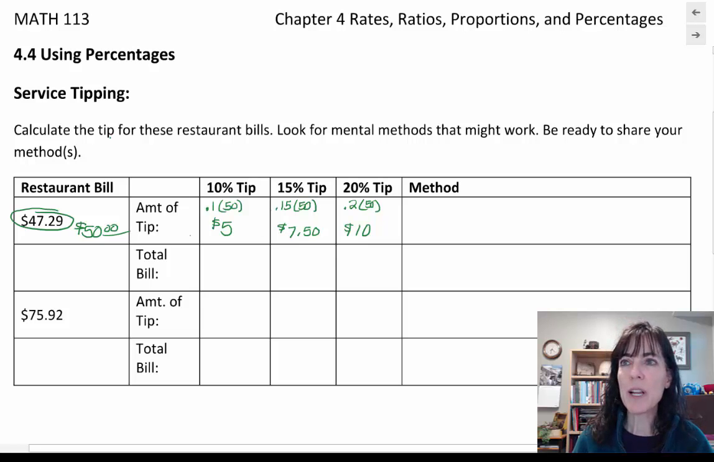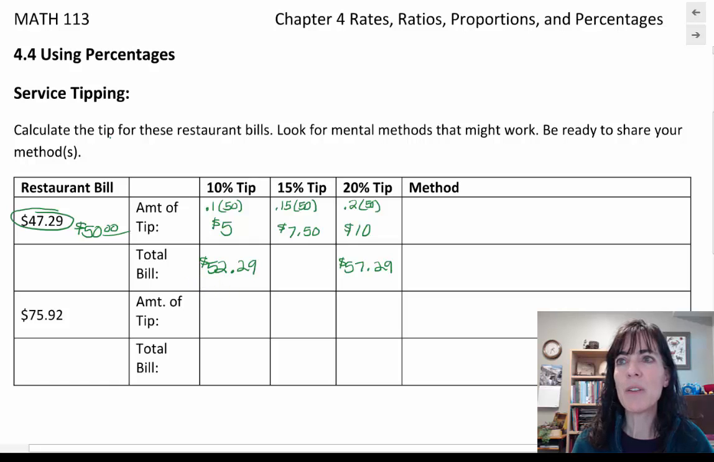Okay, so those are quick ways that I would look at to calculate a tip in a restaurant. And once I know my tip amount, I can just add it on to the original bill so that I'm not giving an outlandish tip. It would be 47 plus 5, so 7 plus 5 is 12, sorry, so it would be 52.29. If I add $10 on to a $47.29 bill, it would be $57.29.